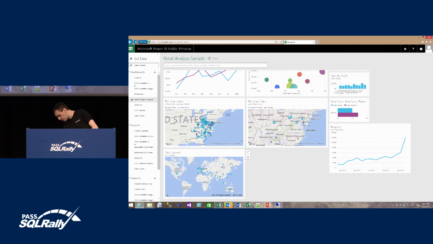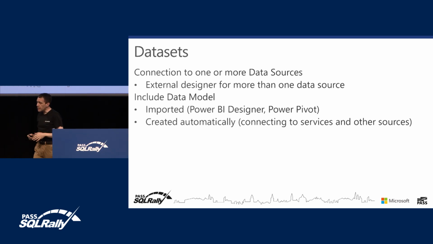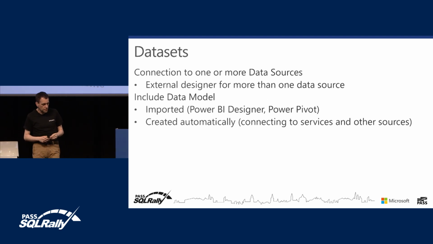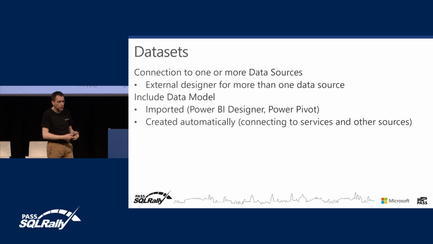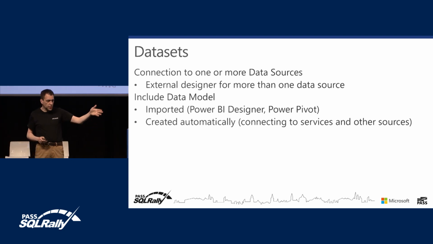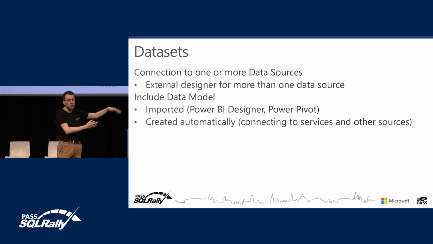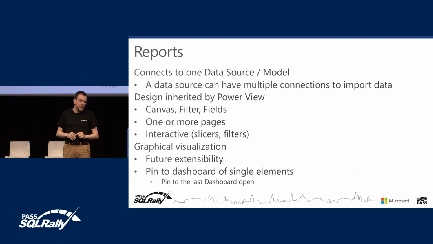So what we have seen up to now. We have seen that you have data sets. A data set is the connection to one or more data sources. You can have more data sources when you have a model that has different connections, like, for example, a Power Pivot data model. If you don't import a data model that you created with Power BI Designer or Power Pivot, you can create it automatically, because you connect to some data sources and something on the cloud creates the data model for you. The report is something that connects to one data set. And you have all the features, all the designing features that you have in Power View.